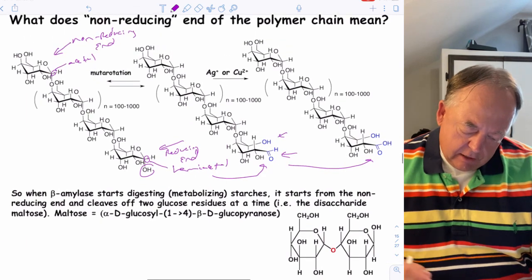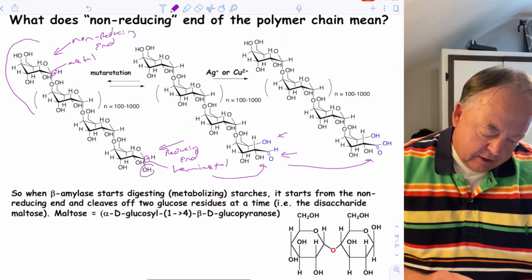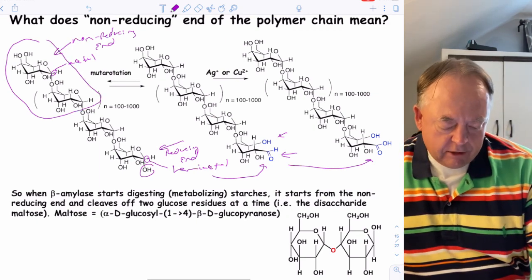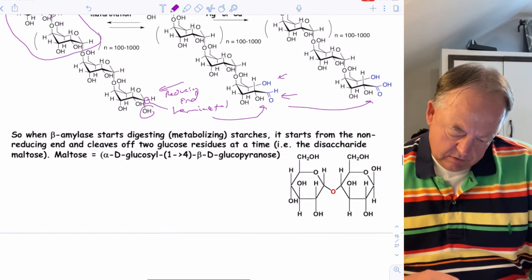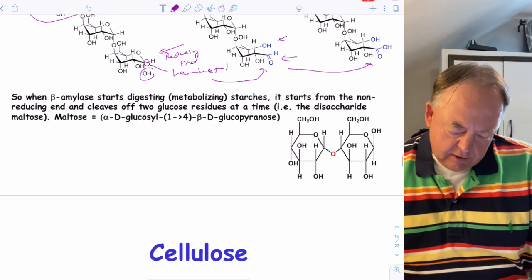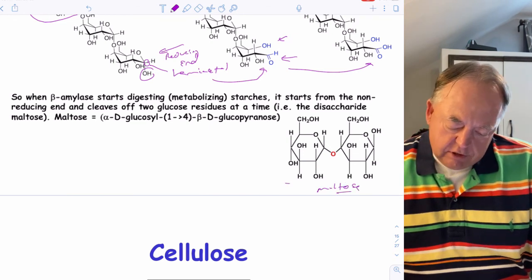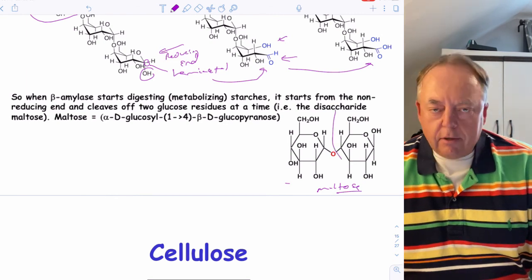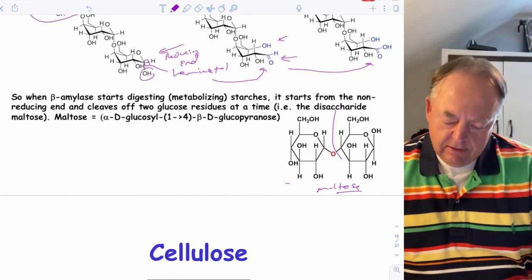So when beta amylase starts digesting the glycogen or amylose or amylopectin, it cleaves off two carbohydrates from the non-reducing end at a time, which gives the disaccharide maltose, which then gets further hydrolyzed to split that apart to give two molecules of glucose, which can then go into metabolism.